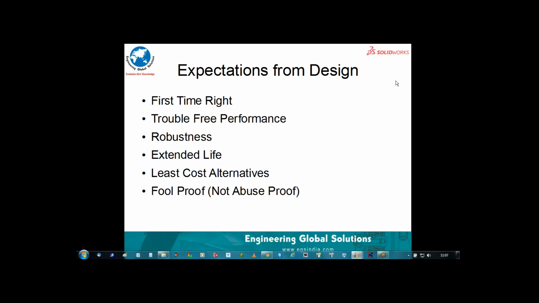Extended life and warranty is always an issue. Giving least cost alternatives to the design, from design to the marketing and sales, is always helping us to translate design proposals or product proposals into orders. And last but not the least, we always tend to provide designs for abuse. Gone are those days when designs needed to be provided for abuse. We need to provide foolproof designs and not abuse-proof designs.